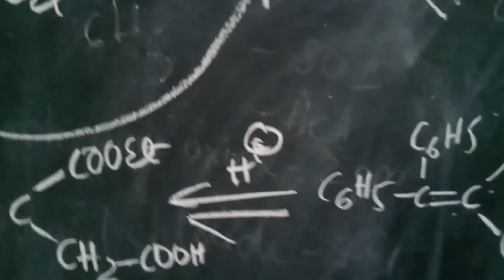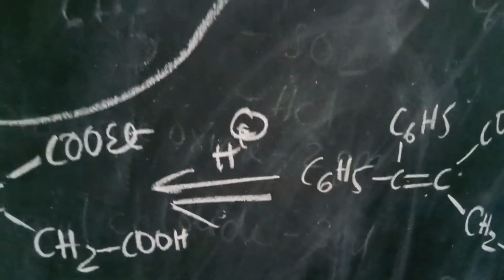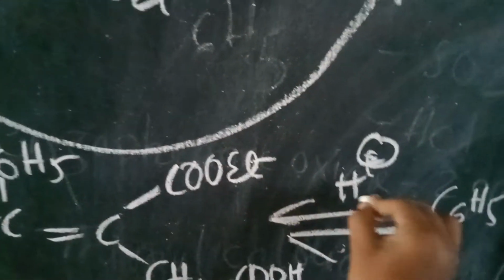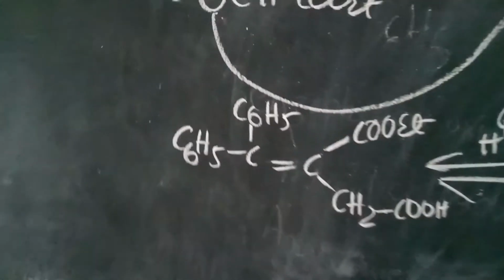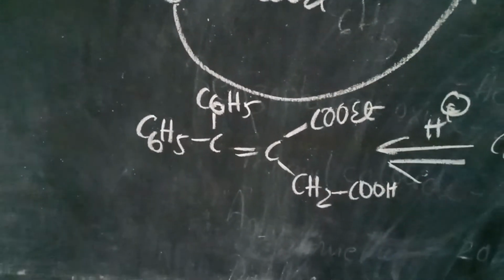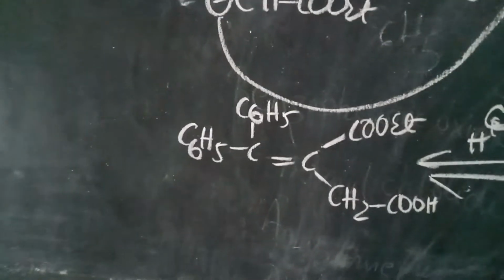In the next step, it is treated with a proton source, ethanol or any solvent. It produces protons and forms a bond. This is the alkylidene succinic ester.